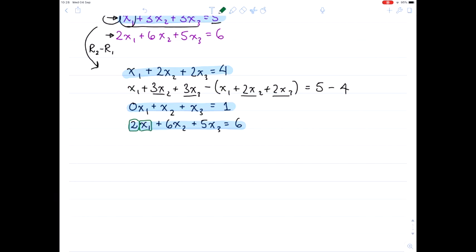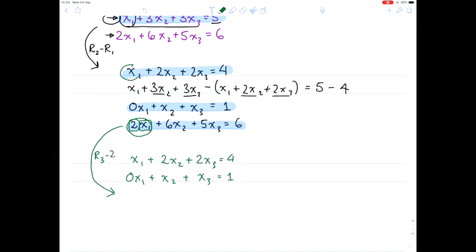So what I'm going to do is write down, I'm not going to change my first equation. I'm not going to change my second equation. But what I am going to do is, to get my third row, I'm going to say row 3 minus, well, I want to get rid of 2x1, so I'm going to have 2 times row 1.